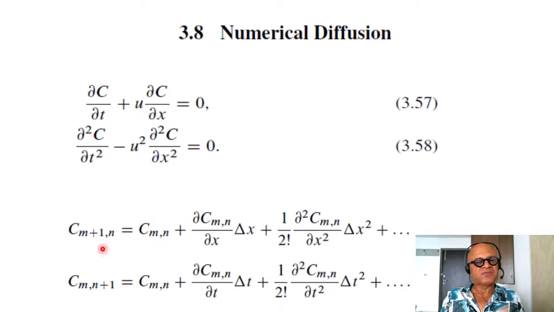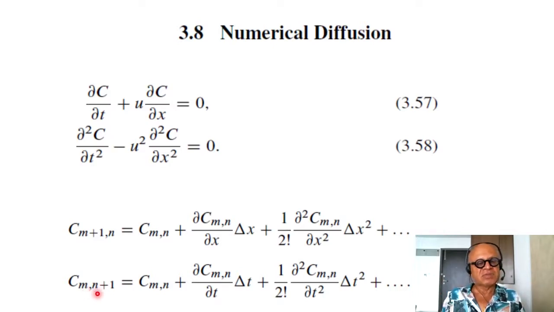So you can write solutions again as C_{m+1}^n equal to C_m^n plus ∂C_m^n/∂x Δx. So we are writing basically the Taylor series expansion for m plus 1, plus 1 over 2 factorial ∂²C_m^n/∂x² times Δx², and higher order terms, which determine how many of them you include determines the accuracy of the scheme.